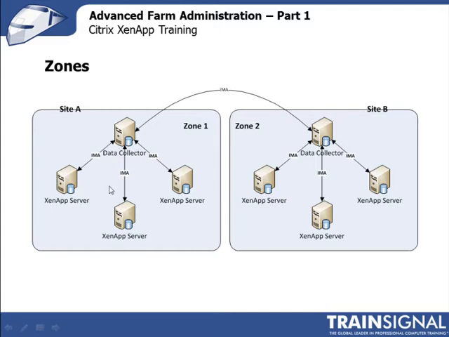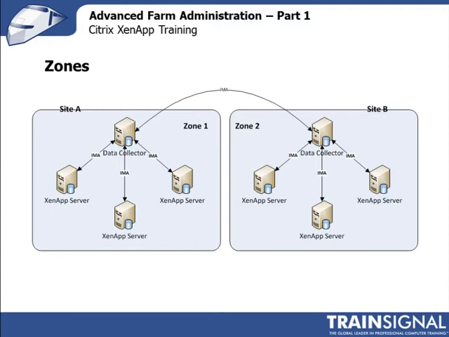Now, technically, any one of the XenApp servers can be a data collector. There's nothing that would stop it. And in the event that a data collector fails, an election is held to have another XenApp server become the data collector. Every so often, an election is held again to elect a data collector. What we're going to try to show you is how do you rig that election?